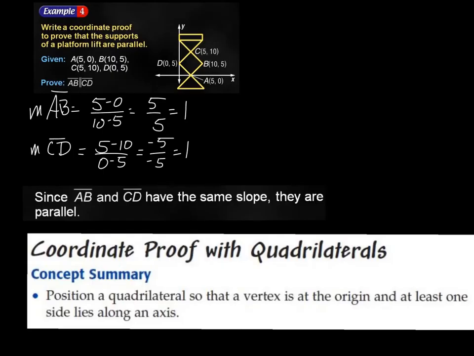The big idea for proof with quadrilaterals is to position a quadrilateral so that a vertex is at the origin and at least one side lies on an axis.